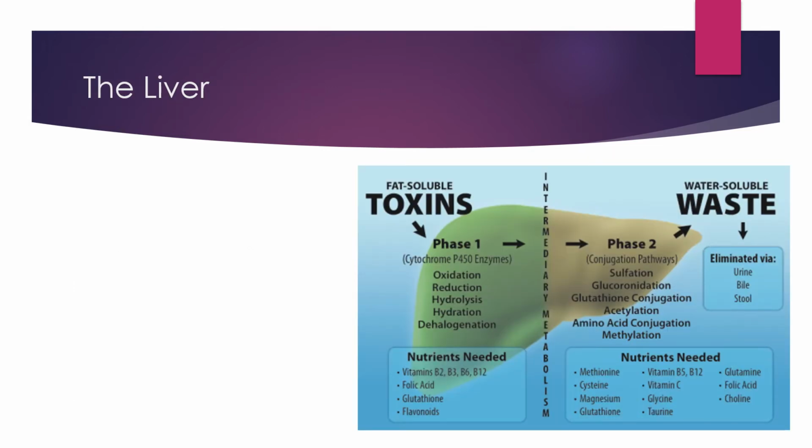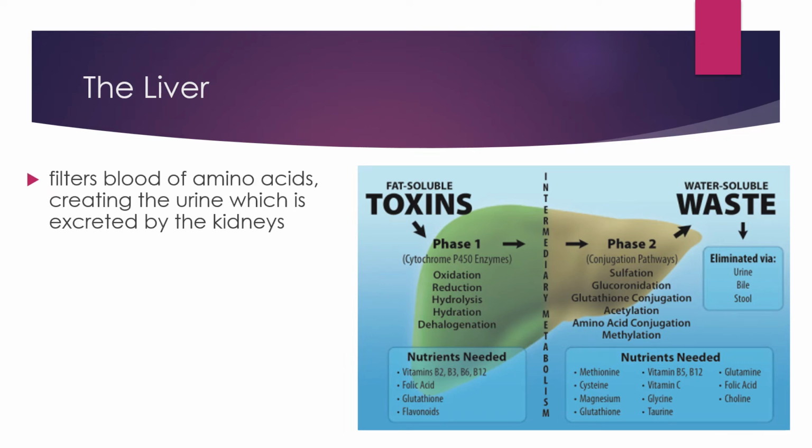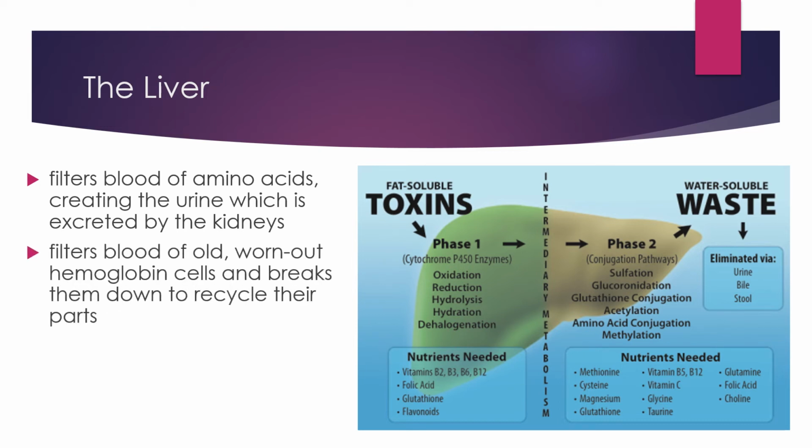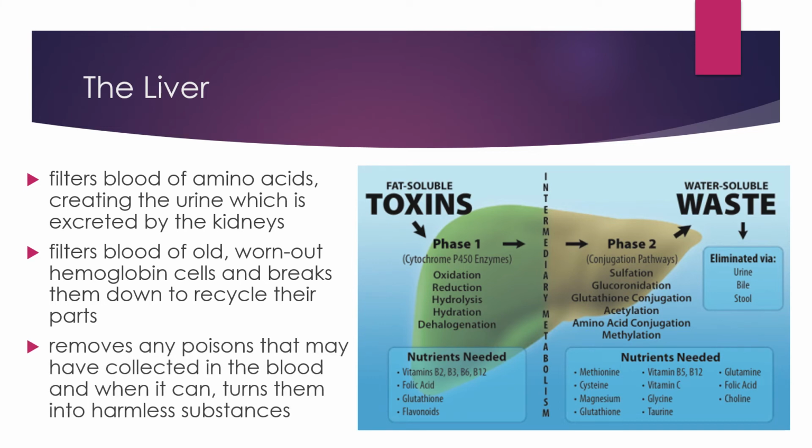The next organ of excretion is the liver, and the liver filters your blood of amino acids, creating the urine that is thereby excreted by the kidneys. So the liver and the kidneys have to work together for this process. The liver also filters out old, worn out hemoglobin cells in the blood, your red blood cells basically. So old red blood cells get processed and recycled, so to speak, in the liver. And it also removes any toxins and poisons that may have built up in the blood from normal cellular reactions or things that you've eaten or whatever, and turns them into harmless substances.